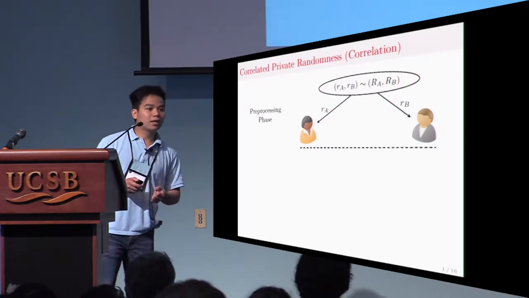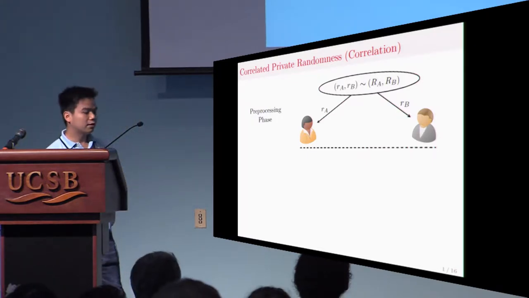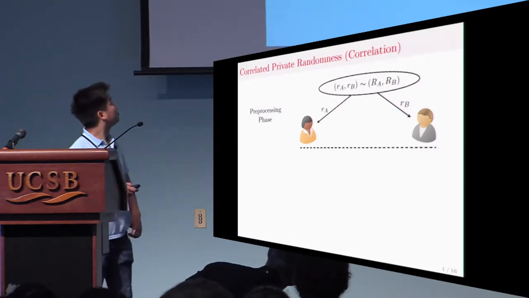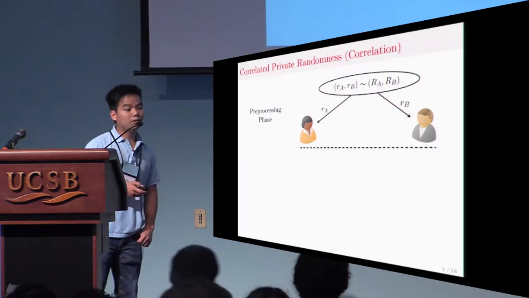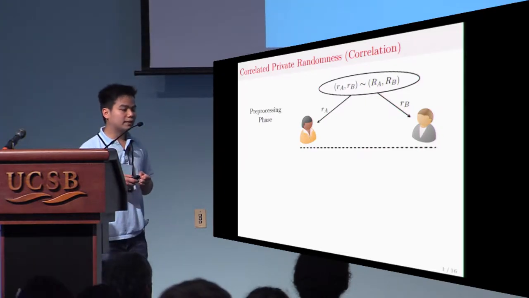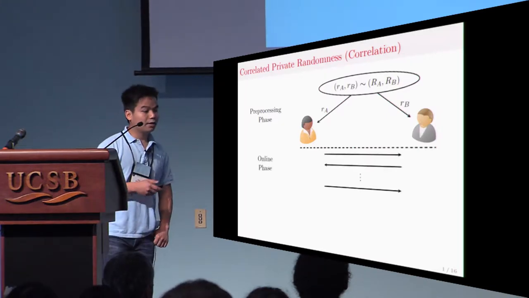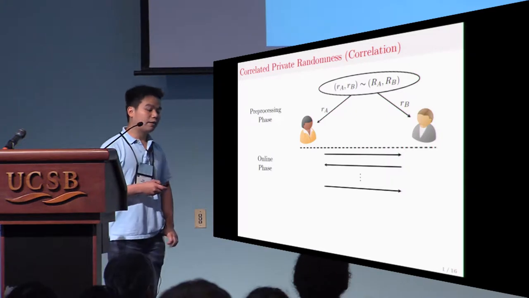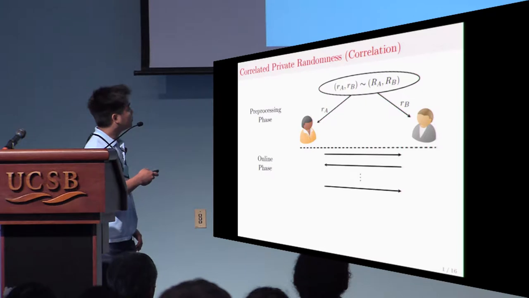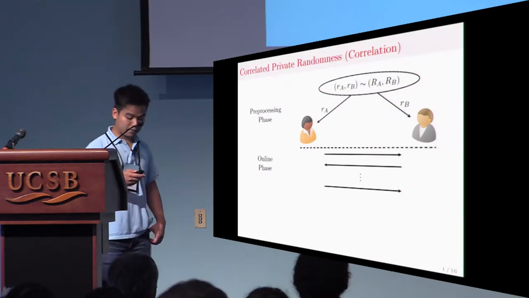Roughly speaking, correlations are a fundamental cryptographic resource that helps parties compute securely over their private data. In a preprocessing phase, a trusted dealer samples (rA, rB) from a joint distribution and then provides rA to Alice and rB to Bob. And in an online phase, Alice and Bob use their secret sets in an interactive protocol to securely compute the intended functionality.